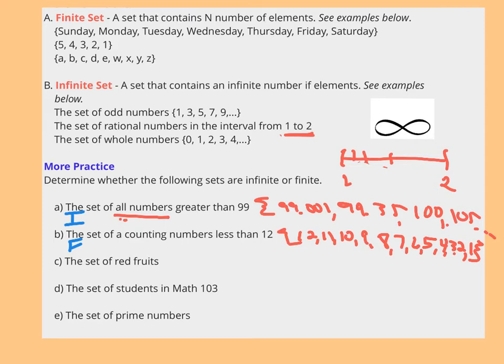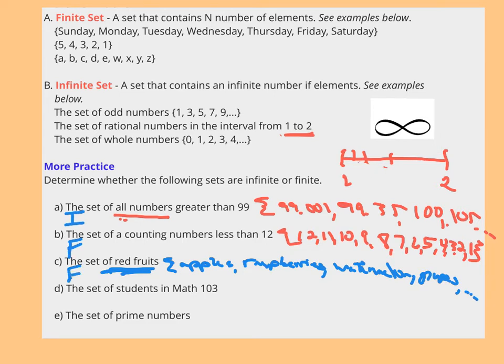In C, we're looking at the set of red fruits. So I could list out my red fruits. I have apples, I have raspberries, I have watermelon, they're red inside, I have grapes. So I might have a long list of red fruits, but it's going to end because I can just list them out. I can count the number of red fruits I have. So we would say that that is finite. I can count it, and it will end at a particular number. So there might be 25 red fruits.